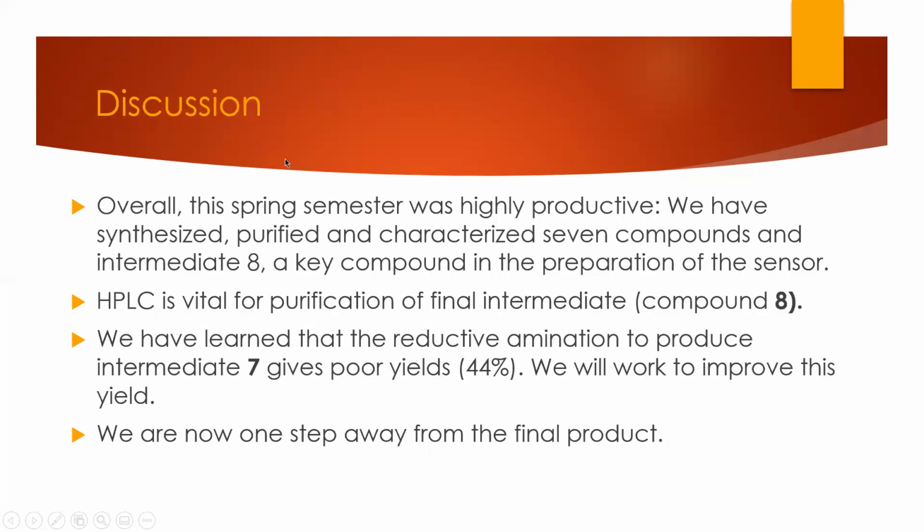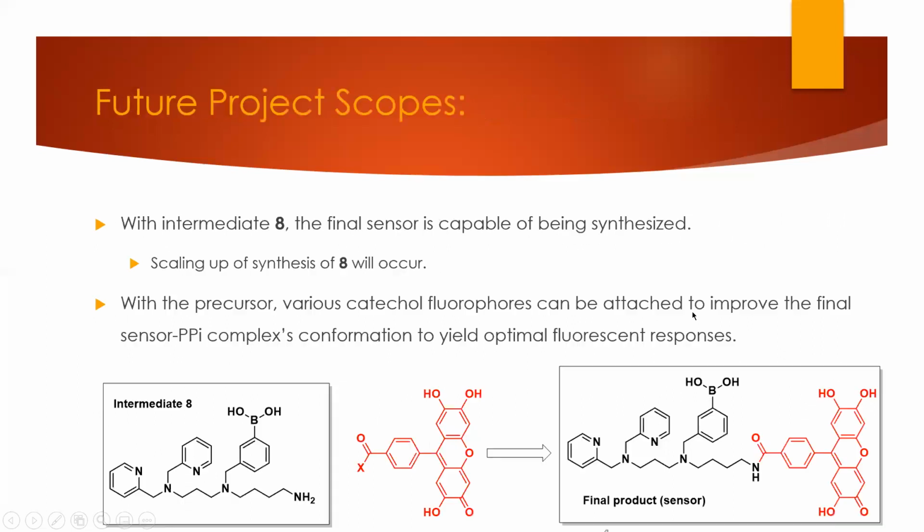So overall, I would say that the spring semester was highly productive. I was able to characterize, purify, and synthesize 7 of the compounds, including this key intermediate 8. As I've just discussed, HPLC is vital for the purification of compound 8. The primary amine, the 2 picoyl groups, and the phenylboronic acid are all extremely polar, and if you attempted to purify this on normal silica, in which hydroxyl groups are present, you would get low to 0 yield and lose this vital compound.